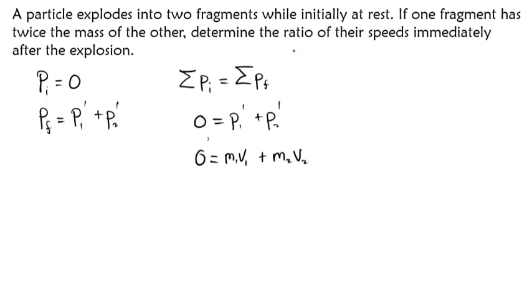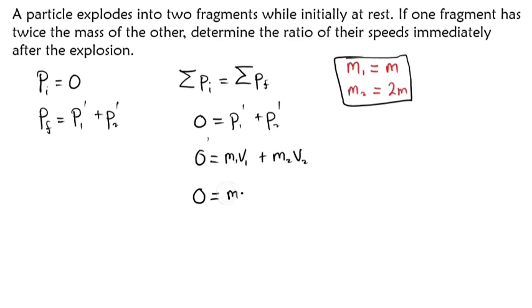Now let's break down what has been mentioned here. It says one fragment has twice the mass of the other. So let's say m1 is smaller, hence we'll just call it m, while m2 is twice the mass, so we'll use 2m. Let me replace it with the information based on the question. So 0 is equal to, where there's m1, I'll replace it with m v1, plus, where there's m2, I'll replace it with 2m v2.